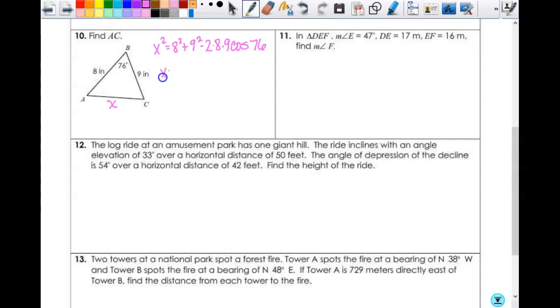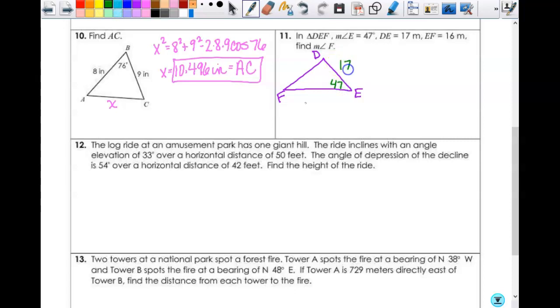But I get that x is equal to 10.496 inches, and nobody asked me for x, so that is the length of AC. Okay. Alrighty, so number 11, I have triangle DEF. So angle E is 47, DE is 17, EF is 16, and I'm looking for the measure of angle F.